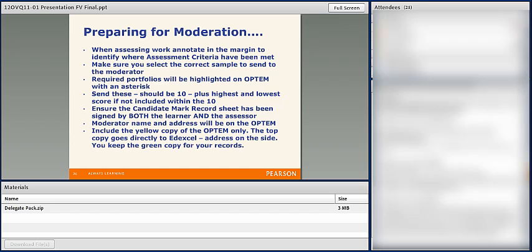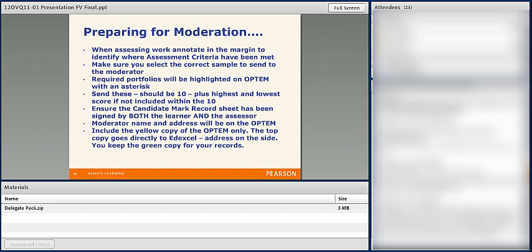Once you've assessed the portfolios and you've awarded your marks, of course, you then need to prepare for moderation. I'm just going to run through some of the key things that you need to be aware of for moderation, because year on year we do have problems with samples that are sent and with the paperwork that's sent. So I thought if I ran through that for you, that would clarify things.